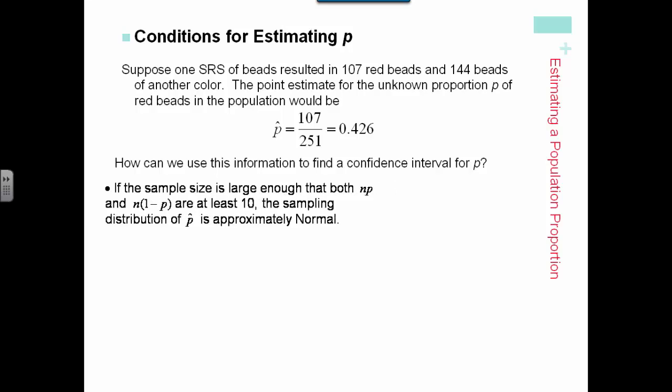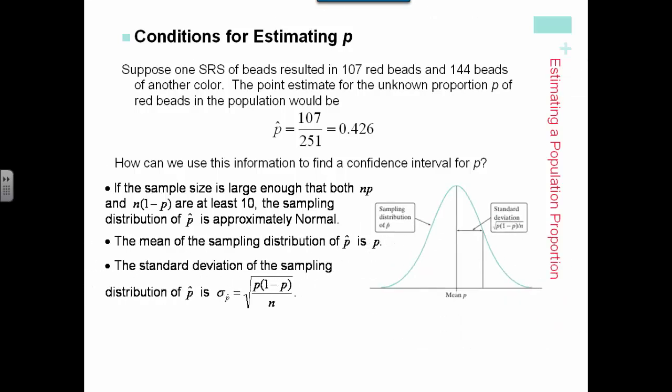If the sample size is large enough that both nP and n(1 minus P) are at least 10, the sampling distribution of P hat is approximately normal. The mean of the sampling distribution of P hat is P, and the standard deviation of the sampling distribution is sigma P hat equals the square root of P times (1 minus P) all over n.